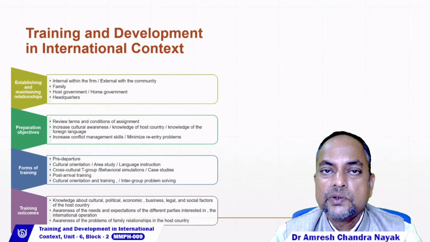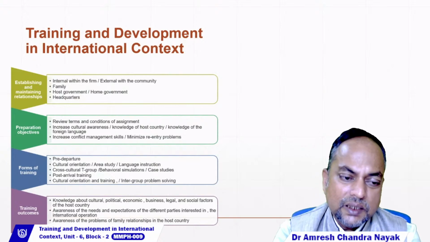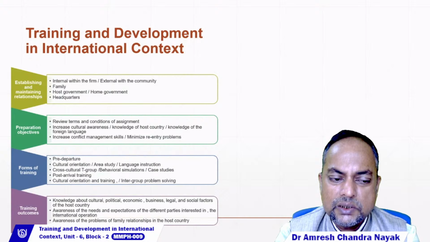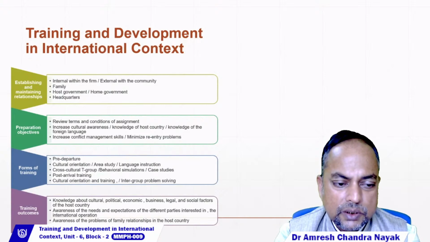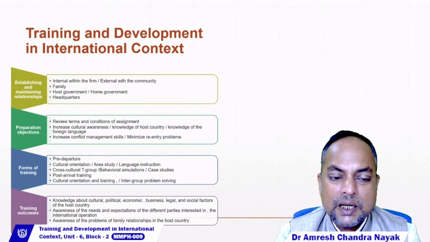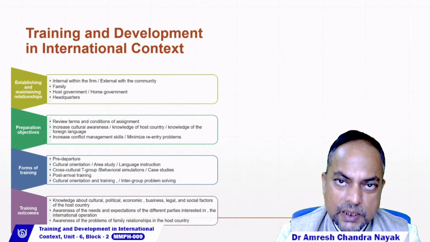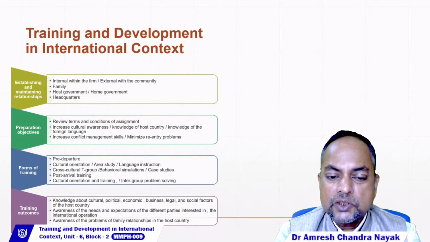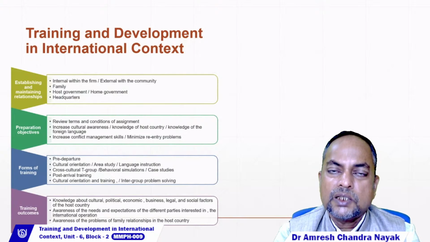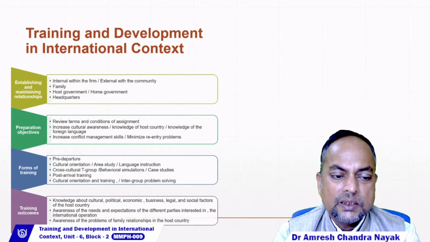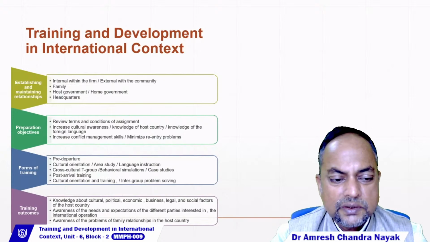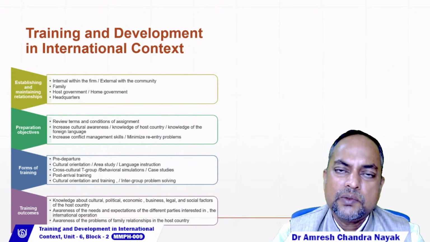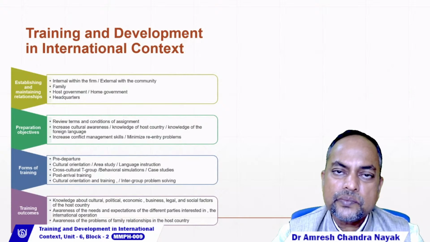Then we need to talk of the training outcomes. The basic outcome of the training program is to impart knowledge about the cultural, political, economic, business, legal, and social factors of the host country. The objective is that employees should be aware of their international assignment, the environment in which they are going to operate, and the expectations of different parties. The international operation itself has to be taken into consideration. The kind of relationship that exists between the parent country and the host country is another one.